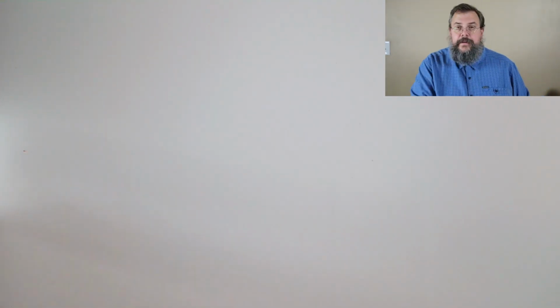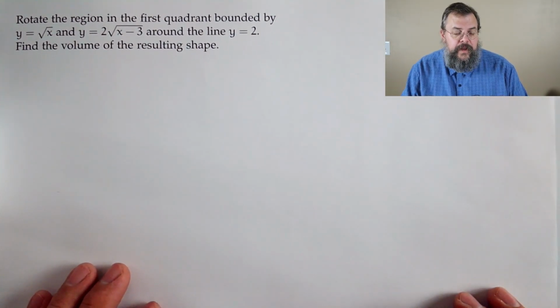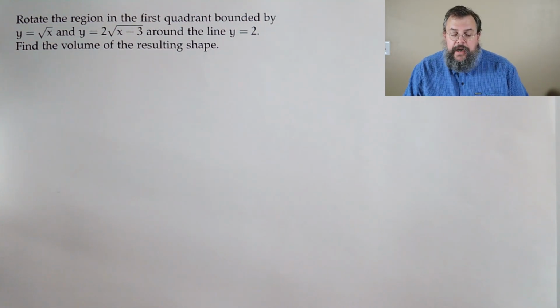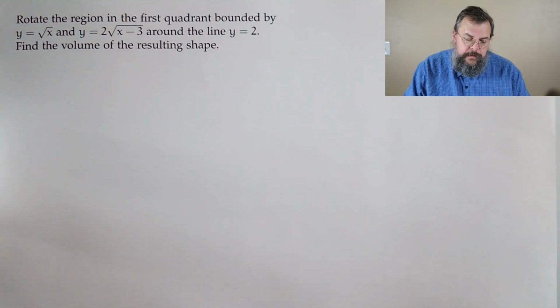All right, so I happen to have another problem. So here we go. Rotate the region in the first quadrant bounded by y equals root x and y equals 2 root x minus 3 around the line y equals 2. Find the volume of the resulting shape. Okay, so here we go.